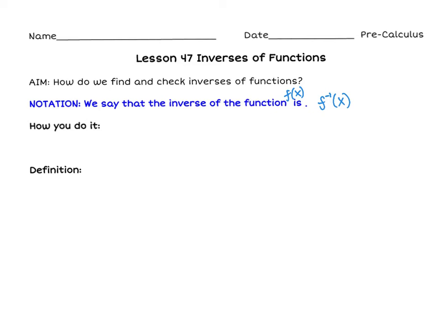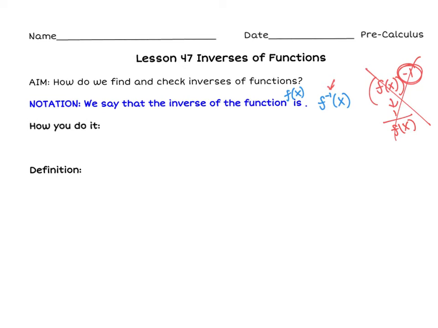f. Now, this is not to be confused with something that looks like this, which would mean that I would write this function as 1 over f of x. That is an actual exponent. This is just a notation. So do not confuse the two and do not use this notation.